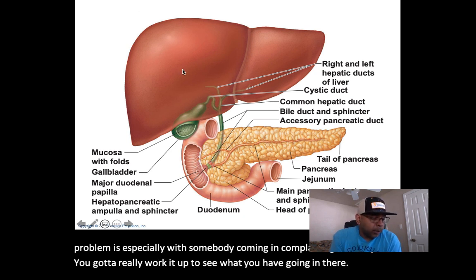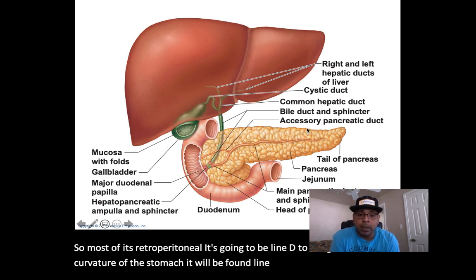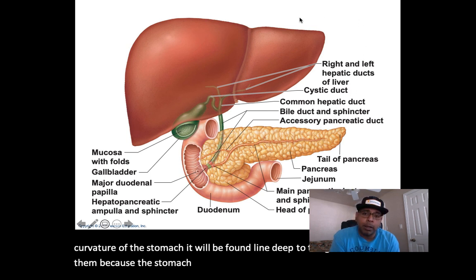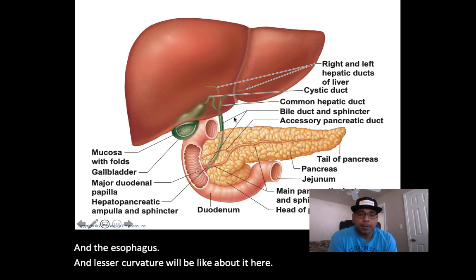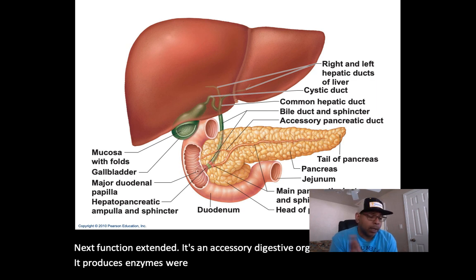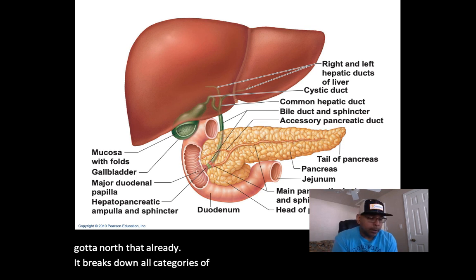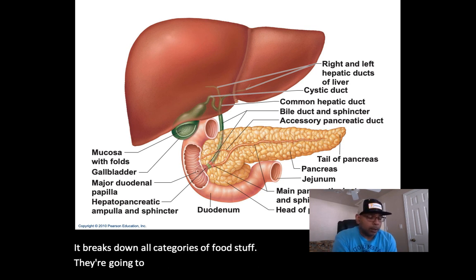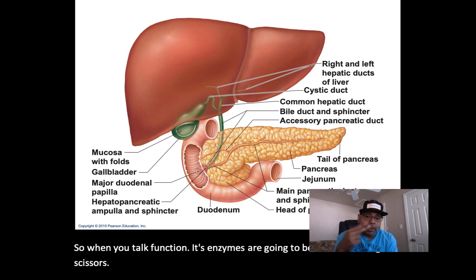So most of it's retroperitoneal. It's going to be lying deep to the greater curvature of the stomach, because the stomach's greater curvature is going to be around about here, and the esophagus and the lesser curvature will be about here. The next function: it's an accessory digestive organ. It produces enzymes. We're talking digestive now. We already did endocrine, so you've got to know that already. It breaks down all categories of foodstuff that are going to get delivered to the duodenum. When you talk function, enzymes behave like biological scissors. They go and chop up everything.